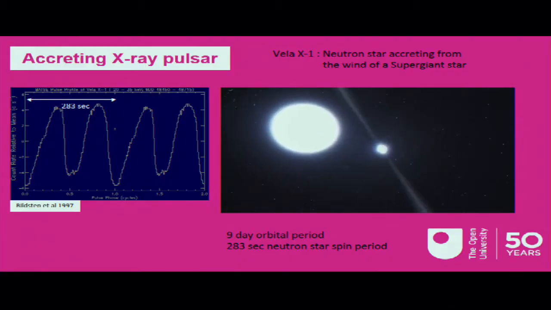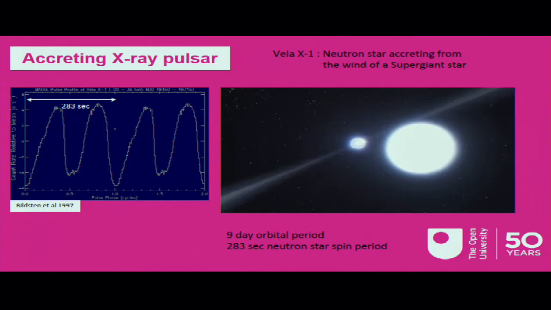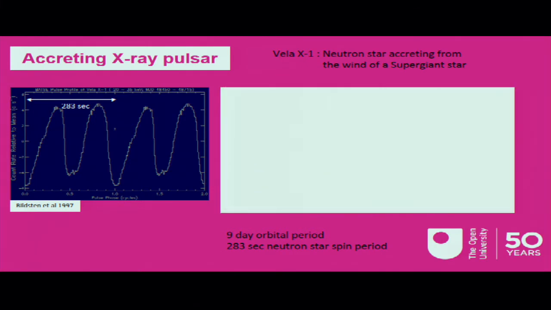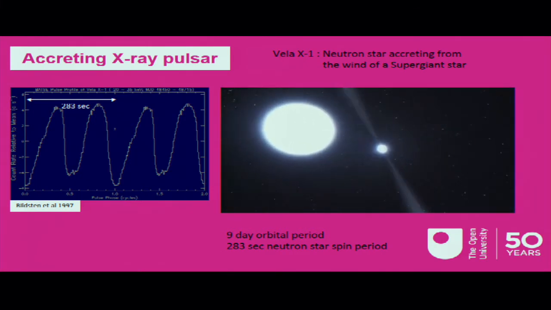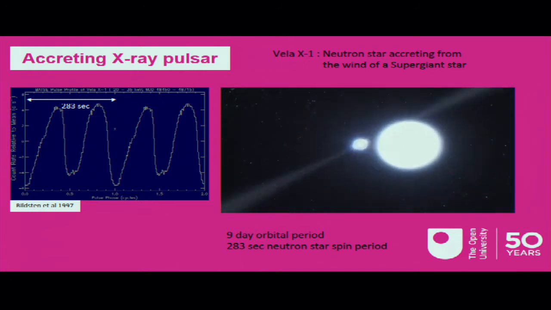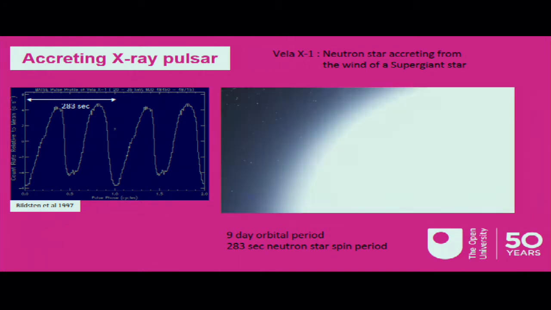The final object I want to tell you about goes back to X-ray astronomy, and this is another class of objects that I worked on for a number of years, so-called accreting X-ray pulsars. This particular object is called Vela X-1. It consists of a neutron star, accreting from the wind of a supergiant star.